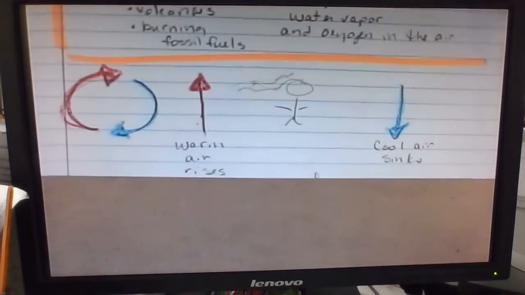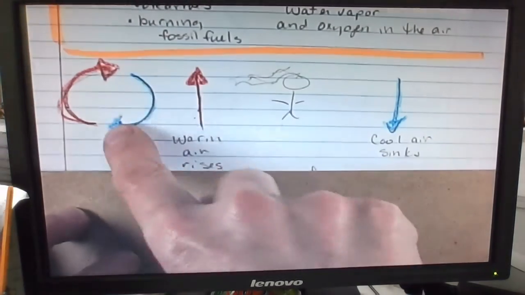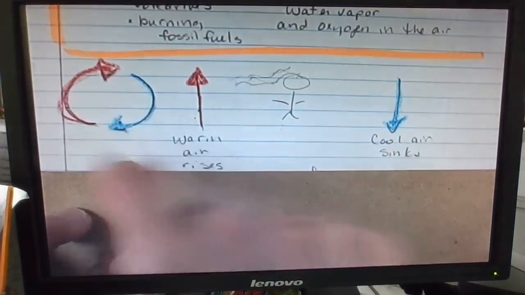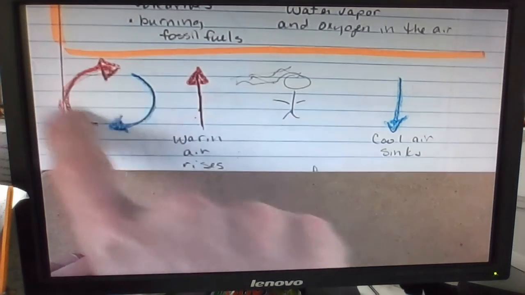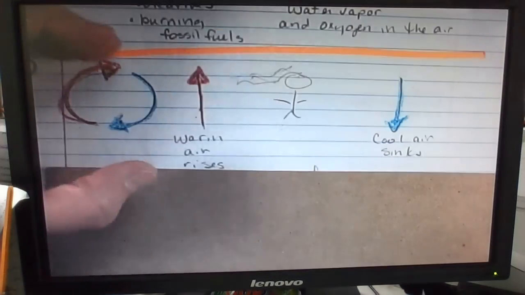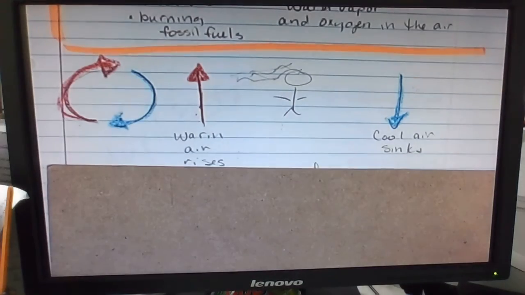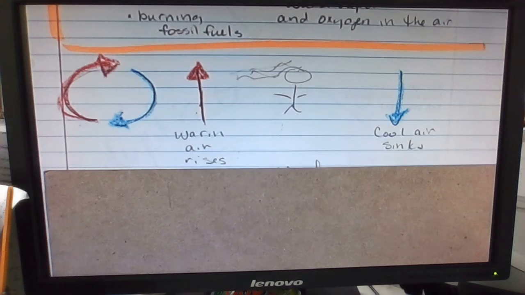Before we actually get into our little diagram of temperature inversion, we have to take a step back and look to see how air is actually flowing. Do we recognize this little uppy arrow, downy arrow? Do you remember what it's called? Circulation. Yep, convection currents, convection currents. So warm air rises, cool air sinks.